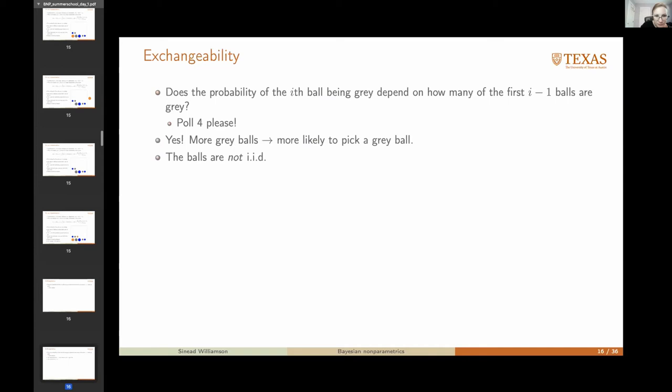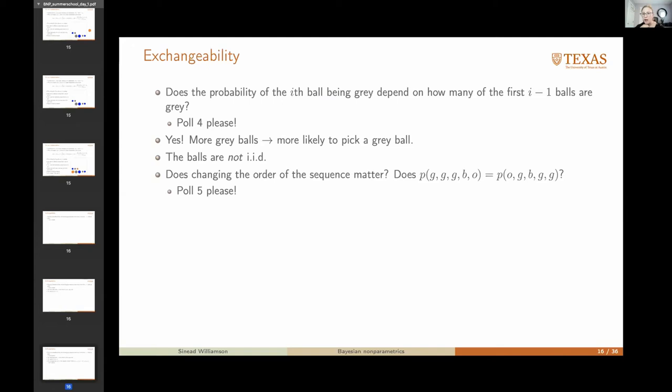So this means that in this urn representation, where we've integrated out pi, our observations aren't IID, right? The cluster allocation of the ith component does depend on the cluster allocations of everything we've seen before. And this is because we've integrated out the underlying probability vector. Now we have this conditional dependence.